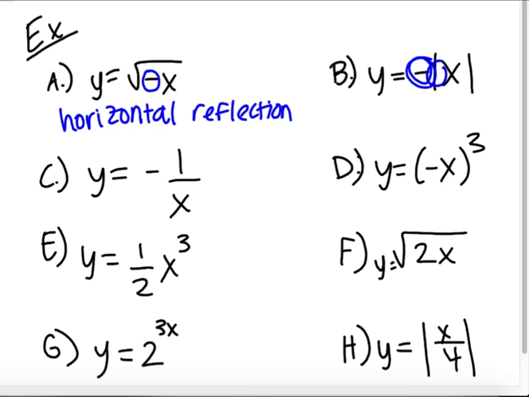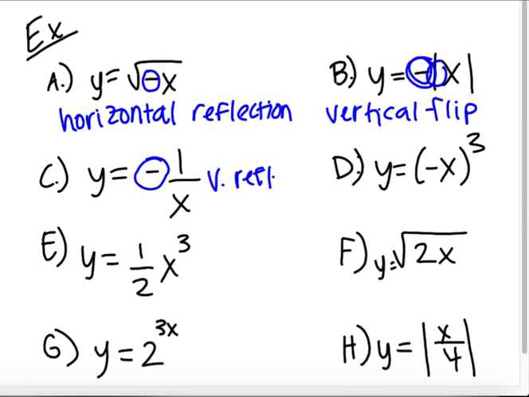The next one is a negative out in front, which means something out in front that's not with your x is going to affect your y values. So that's going to be a vertical reflection or a vertical flip. You can say flip or reflection, I don't care. This negative is technically out in front, so we're going to call that a vertical reflection as well, or vertical flip.